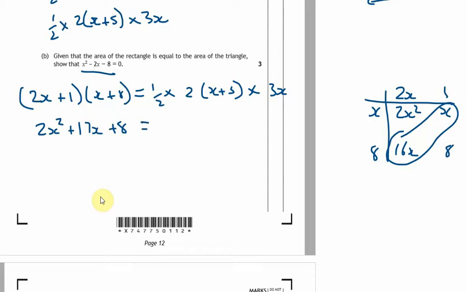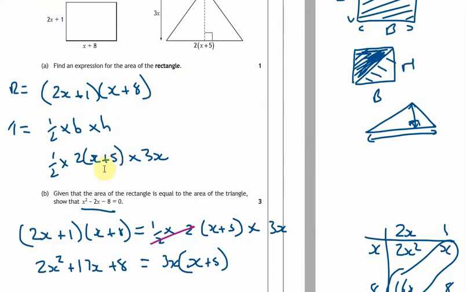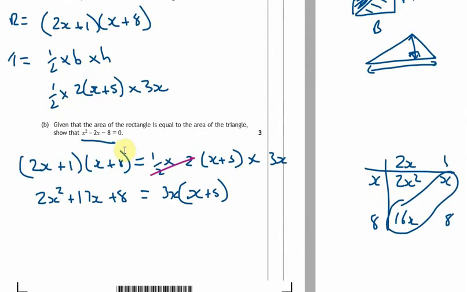Okay, now onto the other side. Well, half times 2 is very straightforward, isn't it? That's just 1. So then I'm left with x plus 5 times 3x. And maybe I'll just show the working of cancelling them out. I'm just going to check I've not written down too many x's or something. No, that's okay. That's right. So then I'd multiply that out, and that's an easy one to multiply. That's just 3x squared plus 15x. And that's still equal to 2x squared plus 17x plus 8.